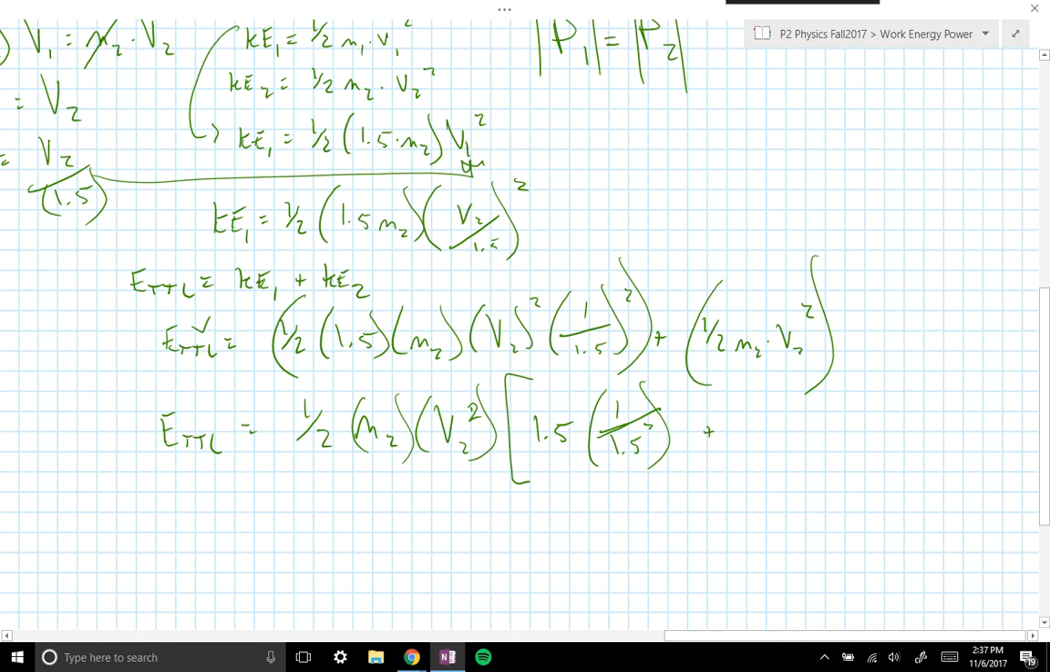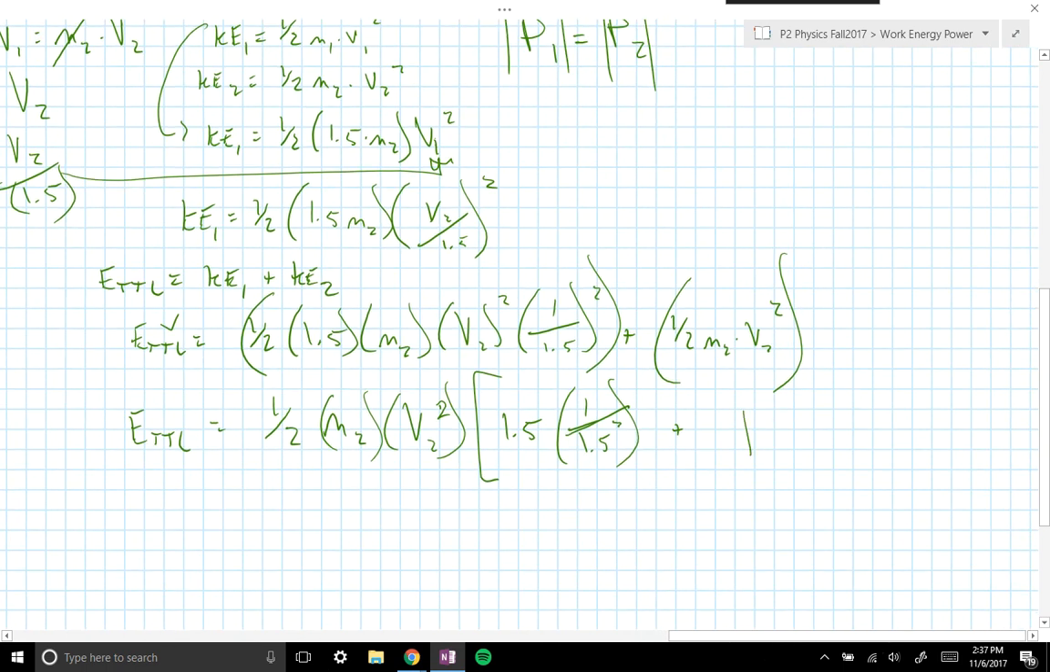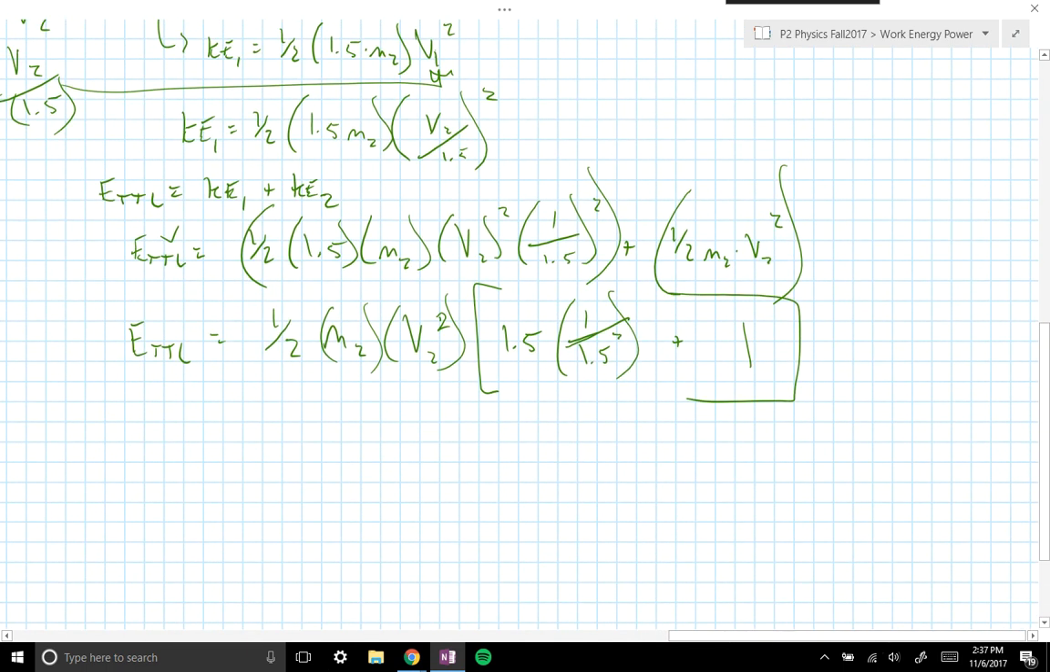The second term is 1/2 M2 V2 squared. It's the same thing, isn't it? So if I factor that all out, what does it get left with? 1. This expression right here, what is that? 1/2 of the second mass times the second velocity squared. What is that? That's the KE of 2. And what is inside these parentheses? It's 1 over 1.5 squared, plus 1.